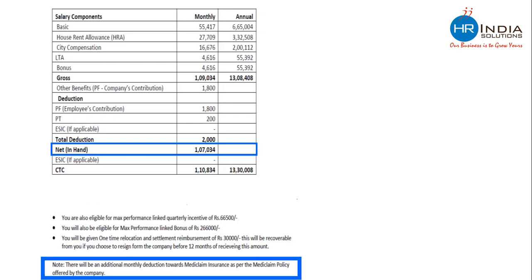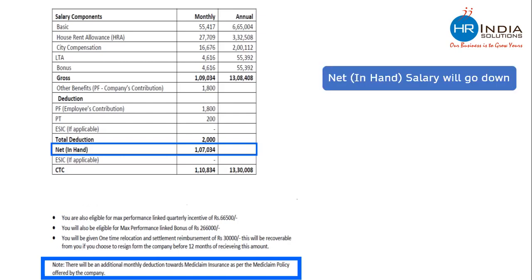At the bottom blue box, you will see that the company is mentioning that there will be additional monthly deduction towards mediclaim insurance, which means this company is giving the benefit of mediclaim insurance and they are deducting the cost from the employee salary. So the net salary would be further going down due to this deduction.